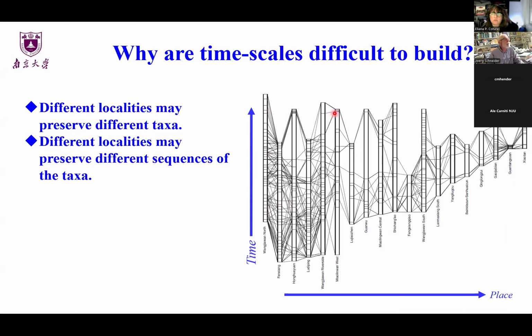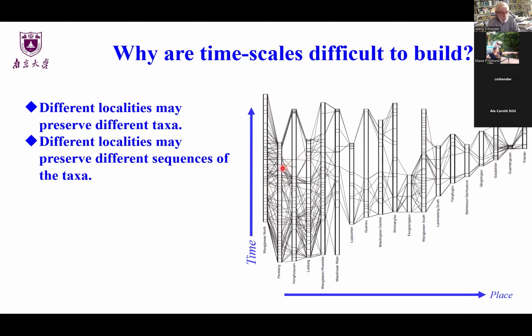This figure shows 19 different sections from South China, and each section is represented by a column here. It contains many species from the base to the top, and some of them are quite short. Each horizon line indicates the first appearance or the last appearance of one taxon. We can see that different sections, different localities, preserve different taxa, and also different localities may preserve different sequences of the taxa.